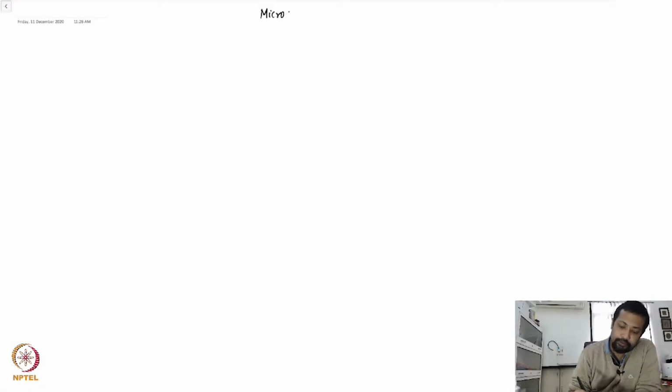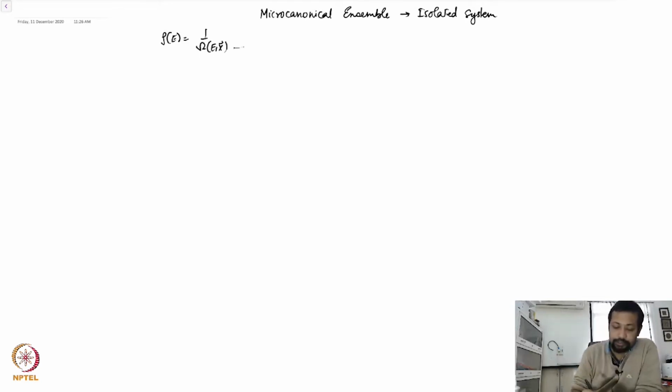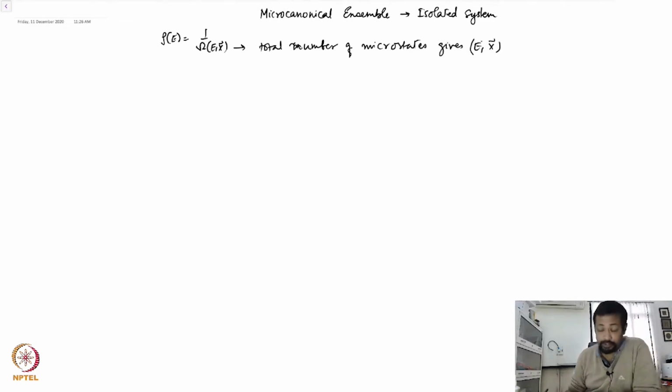So we were looking at the microcanonical ensemble, which, as you recall, we said is for an isolated system, and the density rho of E is 1 over Omega(E, x). This is the total number of microstates, the Omega of microstates given E comma x, the generalized coordinates and the energy.